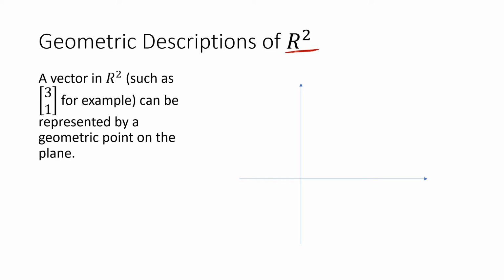Okay. So when we're dealing with R2, vectors with 2 elements, we have a geometric interpretation of them. So a vector in R2, such as the vector 3, 1, you can represent it as a geometric point on the plane. So it's the point 3 in the horizontal direction and 1 in the vertical direction. That gives us the point 3, 1. So you can think of it as the point 3, 1. Or you can also think of it as a vector, the line, the arrow that starts from the origin and goes to that point. So a couple of different ways of thinking about it on the plane, depending on the circumstance.